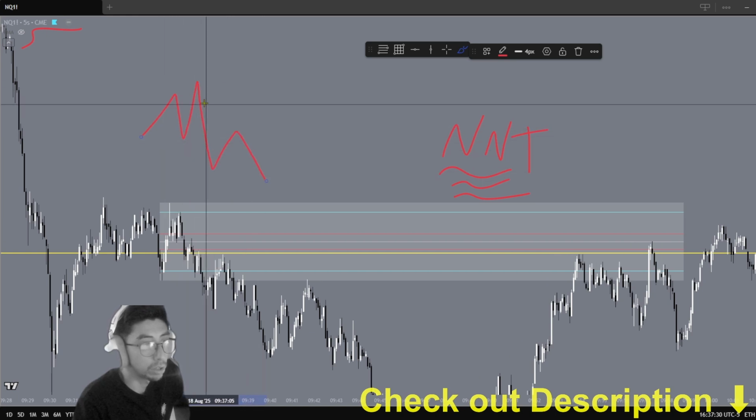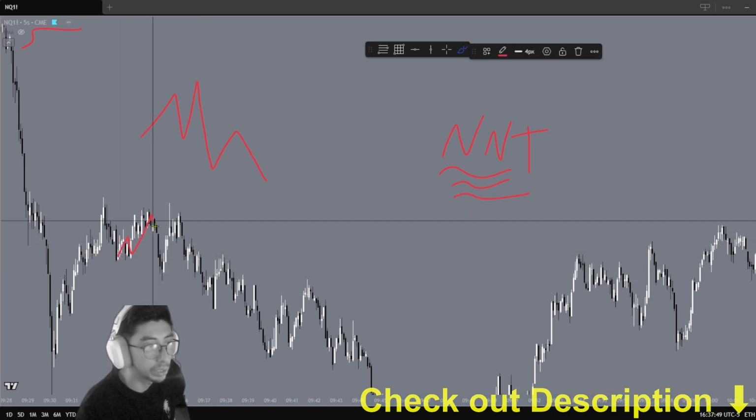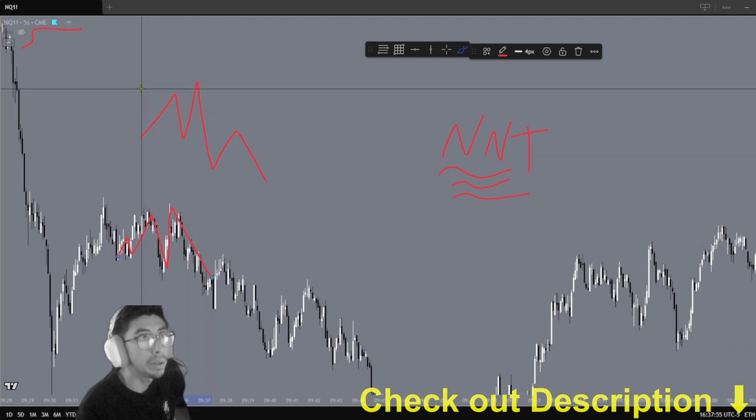So this is how the pattern should look. Now I'm going to get rid of this box here. Price comes up, comes down, comes up, comes down, and comes back up, comes down. This same pattern is happening right here. We want a sweep to happen. That's our first requirement. So sweep happens.